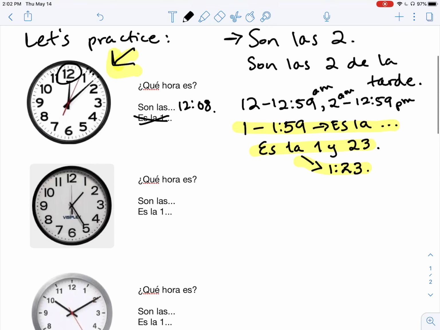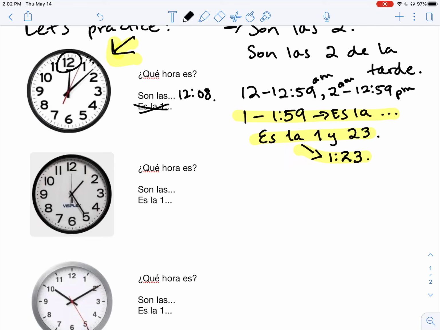So let's take a look at this second one here. So this was number 1. Here we have number 2. Número dos. Aquí. We have the short hand next to the 1, and the long hand here next to the 5. So, ¿qué hora es? Do we say son las or es la? There we go. Es la una.